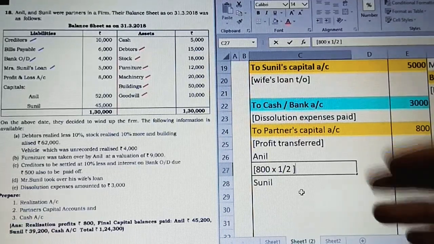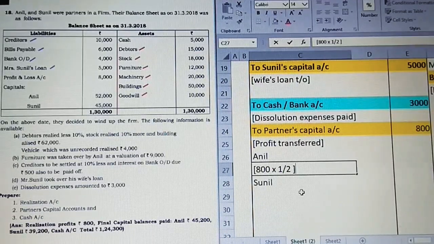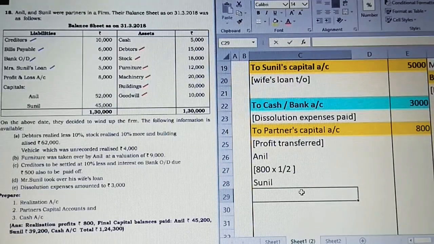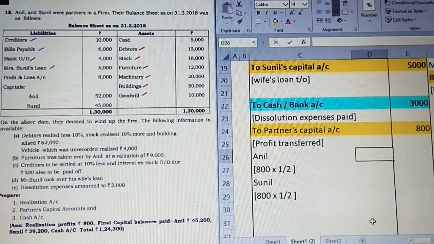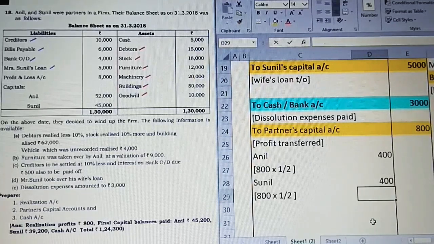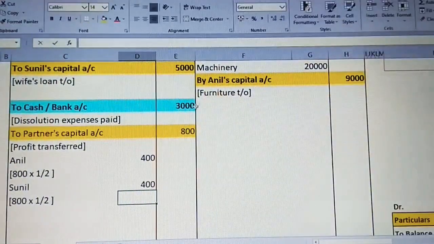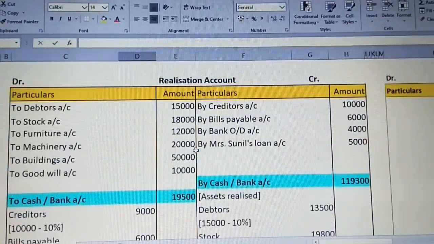Once you have done this revaluation, just mention a note assuming that the partners are equal partners, as no ratio is given. So it's going to be the same, 800 into 1 by 2. So we have to find out what is the value for each. Equal partners, in the sense it's going to be 400 each. We need not calculate it. Yes. So we have completed the revaluation account. So just observe the steps.